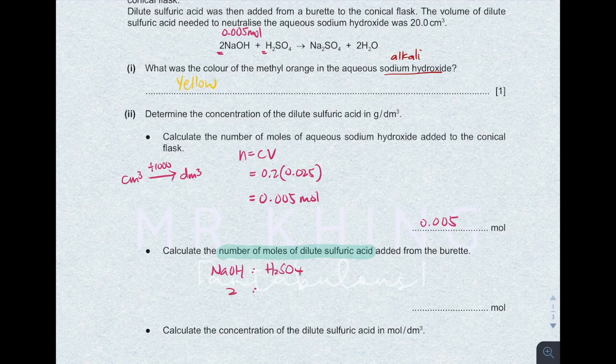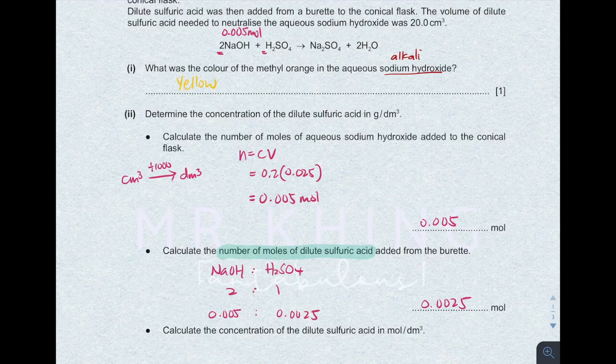Okay, ratio 2 to 1. Therefore, the moles of sulfuric acid equals 0.005 mole divided by 2, which is 0.0025. That's the answer. Very easy. Okay, you can just compare the ratio.